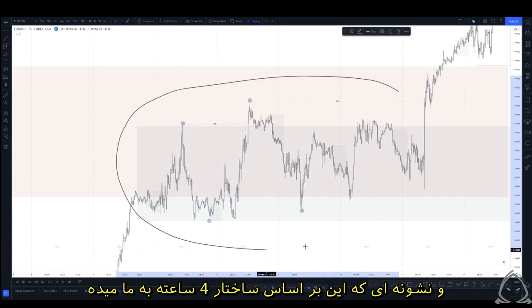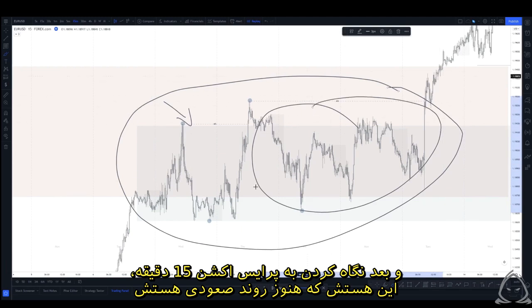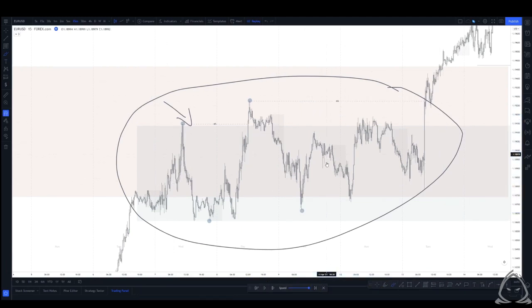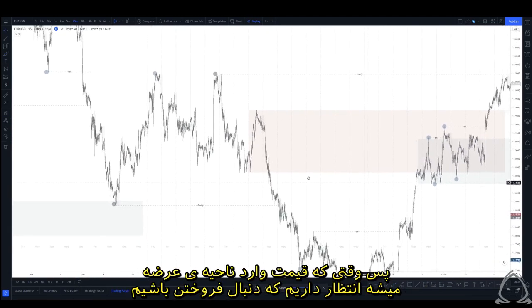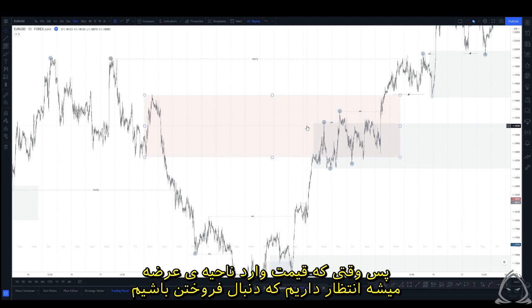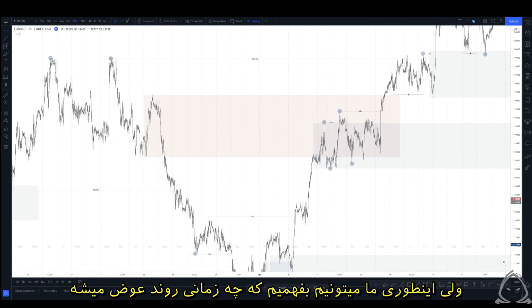And then what this is giving us an indication, based on 4-hour structure and then looking at the price action within the 15 minute, is that we're still continuing bullish, although we are in a higher time frame supply zone. So what we expect when price taps into a supply zone is that we would be looking for sells, but this is how we're able to identify when things are changing.